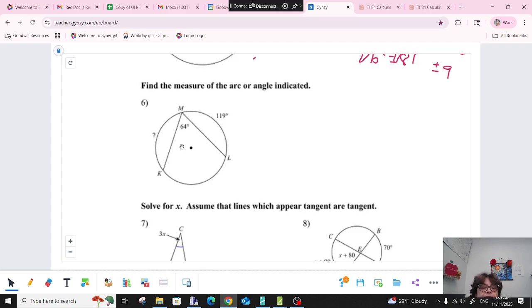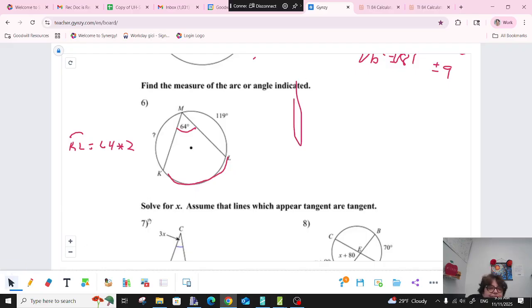So, what? This is an inscribed angle. What's the relationship of an inscribed angle? Multiply by 2. So this arc KL is equal to 64 times 2. Now, I want you to take a look. This is an inscribed angle, so you multiply it by 2.